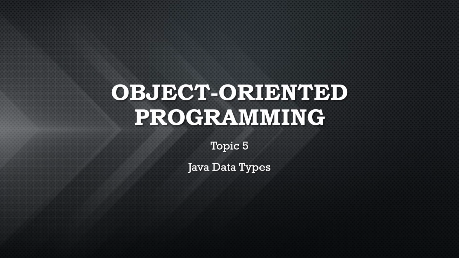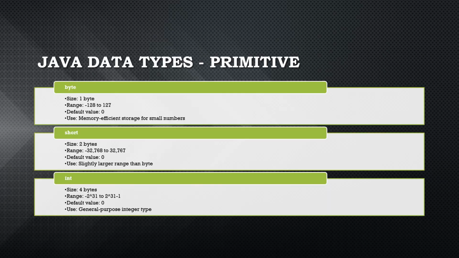Let us get started. Let us explore some of Java's key primitive data types interactively. First, we have the byte, which takes up just 1 byte of memory and can store values from -128 to 127. It's often used when you want to save memory and you're certain the numbers will be small. For example, think about storing a person's age in years. It fits perfectly within this range. The default value for byte is 0.